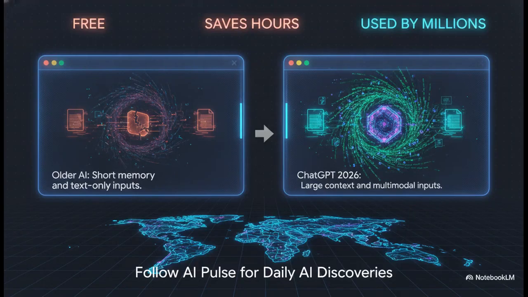Let's actually compare those old limitations with these new 2026 capabilities. In the past, AI really struggled with a short memory. You'd feed it a long document and it would totally forget the beginning by the time it reached the end. Plus, it was all text-only inputs and manual prompting. Now, ChatGPT features this massive context window. That means developers can input entire project documentations, research papers, or massive full code repositories in Python, JavaScript, or C# all at once.